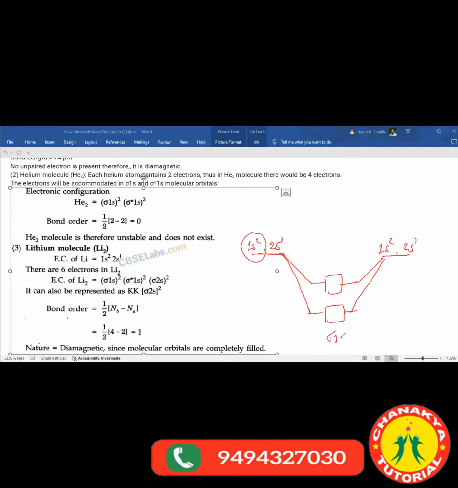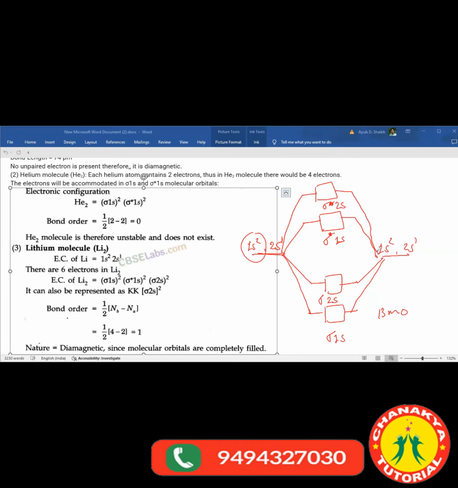So sigma 1s, and 2s. Sigma 1s, then here sigma 2s. These are the bonding molecular orbitals. If you go up, there again you will get the anti-bonding molecular orbitals. This would be again sigma star 1s, and here upside it will be sigma star 2s molecular orbital, right?